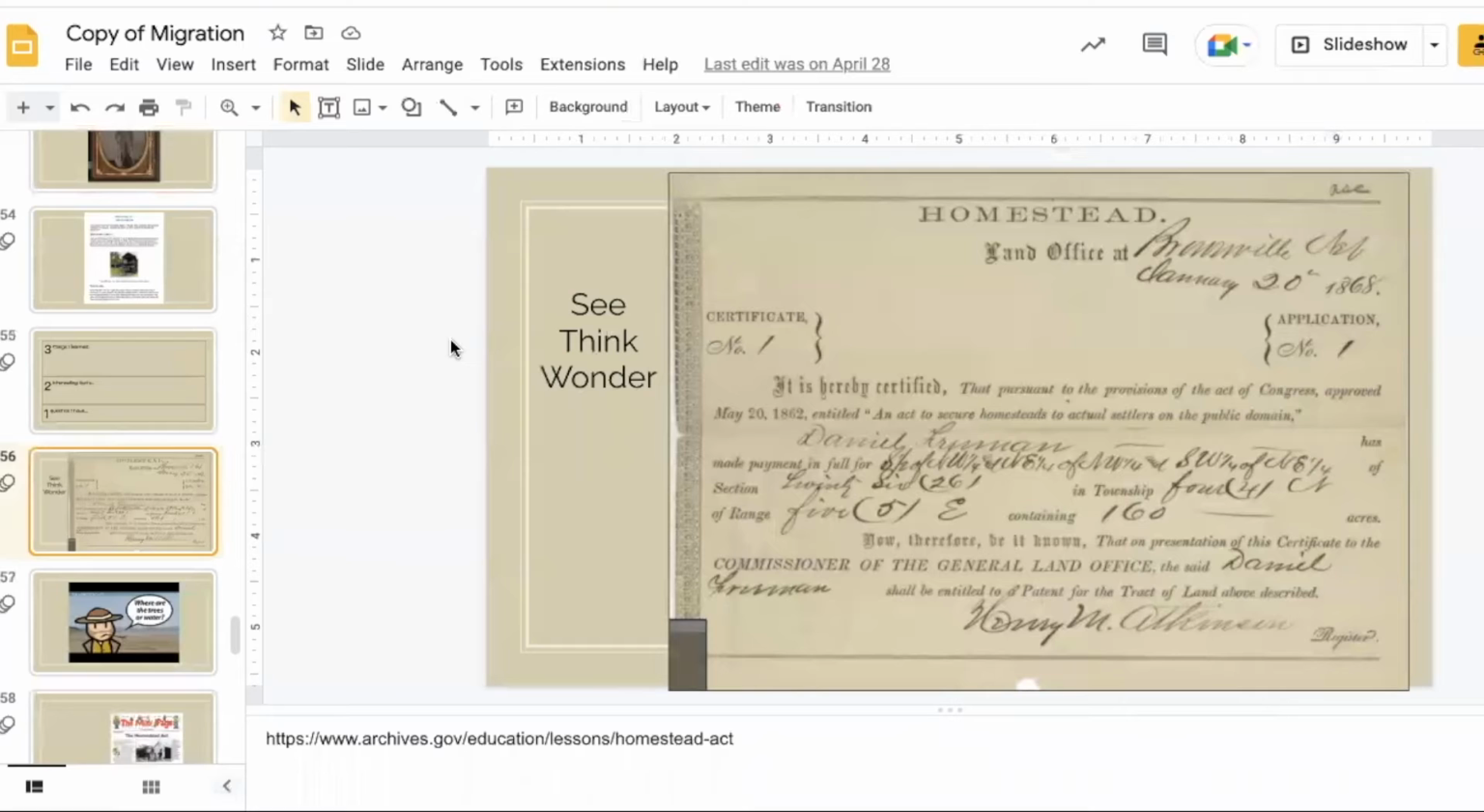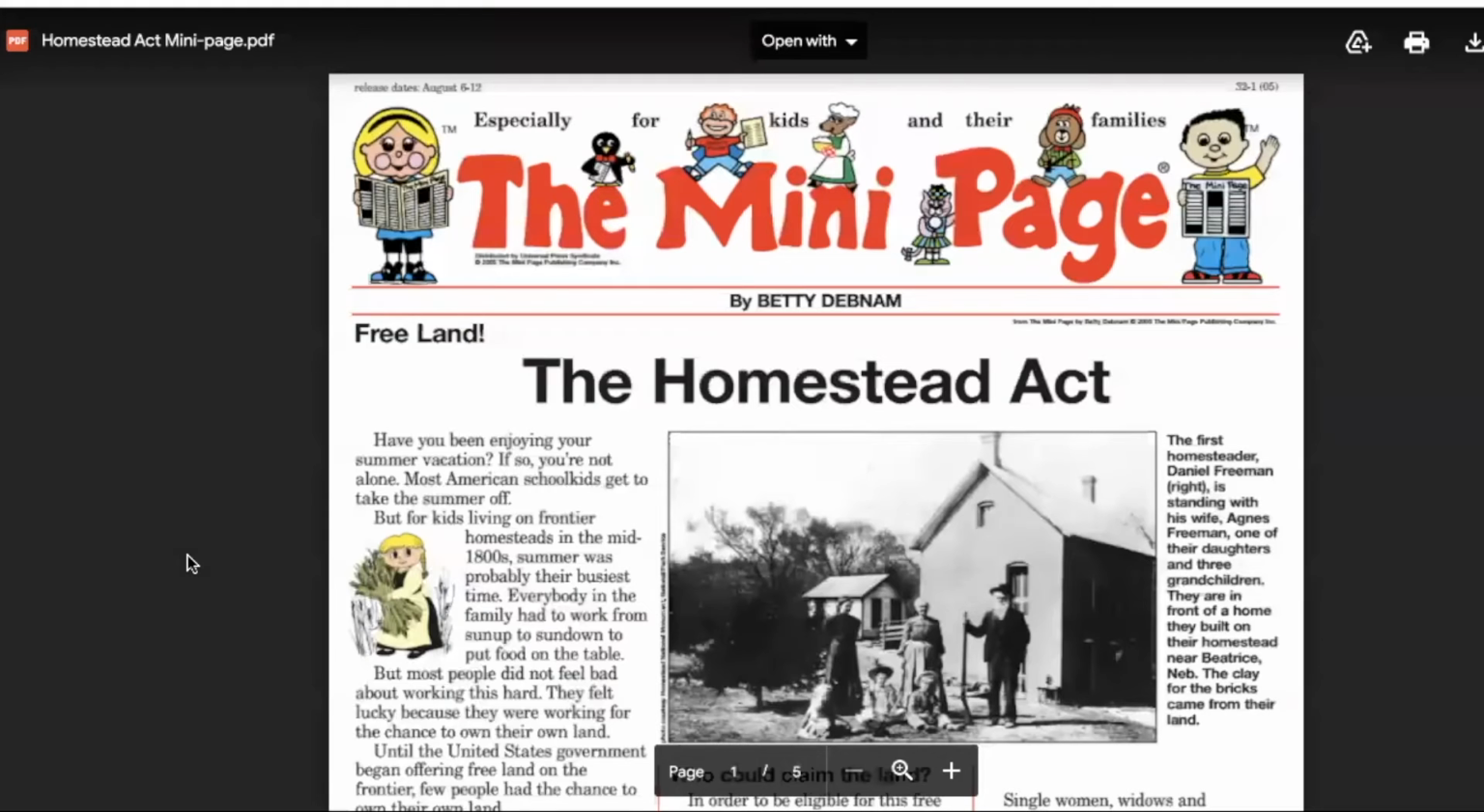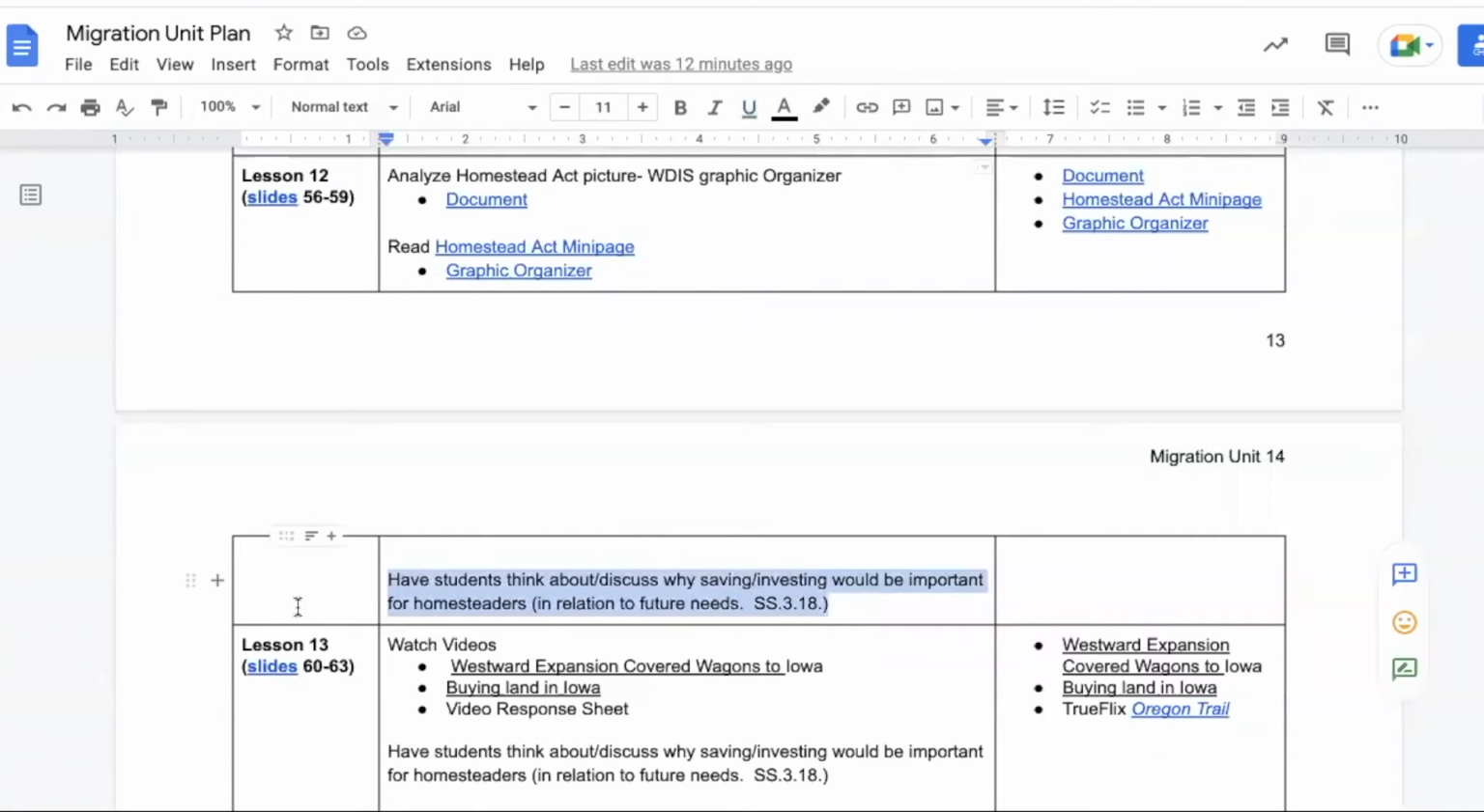In lesson 12, we look at this document, which is the Homestead Act, and students can look through it. I would suggest reading through it as some of the writing is difficult to understand, and then allow students to do a see, think, wonder, or other quick write about this document. There is a mini page to read about the Homestead Act so that students can understand why so many people decided to move. Right here is where we think about why homesteaders had to think about saving and investing in order to meet our 3.18 financial literacy standard.